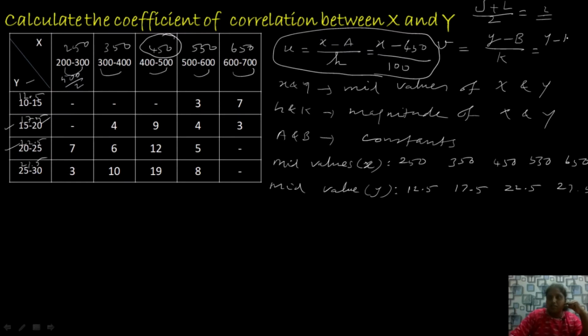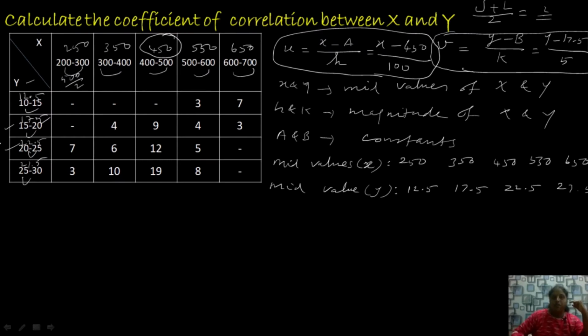So 17.5 over the length of the class interval. Here it is 10 to 15, so the length here is 5. That is the magnitude of the class interval here is 5. So here v is equal to (y minus 17.5) over 5. By making use of this, we calculate the values of u and v.